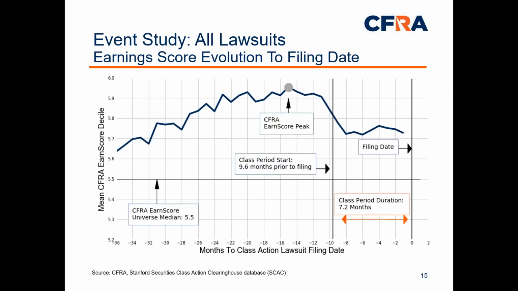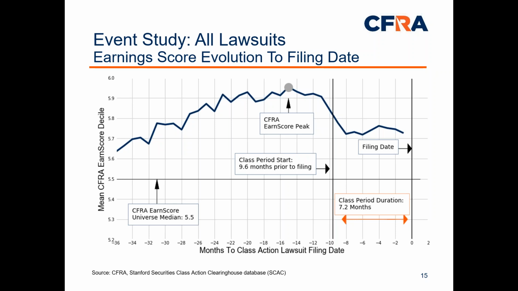It's most easily visualized in a line chart, and so this line chart represents the mean earnings score decile at a given point in time prior to the class action lawsuit filing. We feel that the following characteristics from this chart are most worth pointing out. Earnings scores were higher than the median earnings score of 5.5 for the entire measured period, which represents elevated accrual usage.